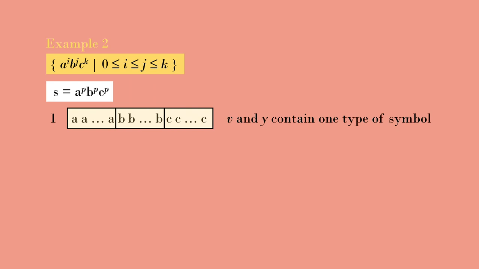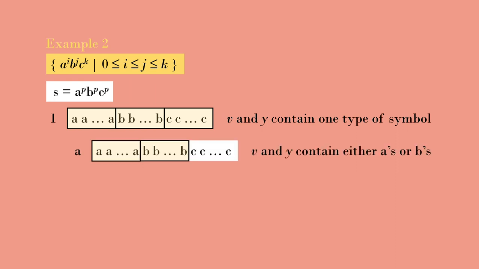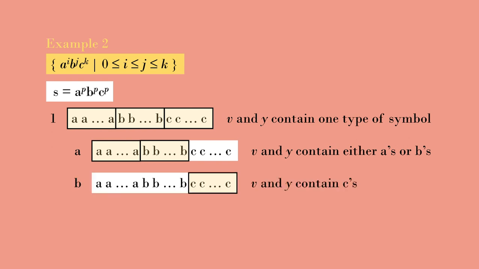Case 1, when both v and y contain only one type of alphabet symbol, either only A's or B's or C's. Then, when they contain either all A's or all B's, pumping up the substrings once will move the string out of the language, or else, when they contain just C's, then pumping down the substrings once will move the string out of the language. Make sure you understand why that is before proceeding.